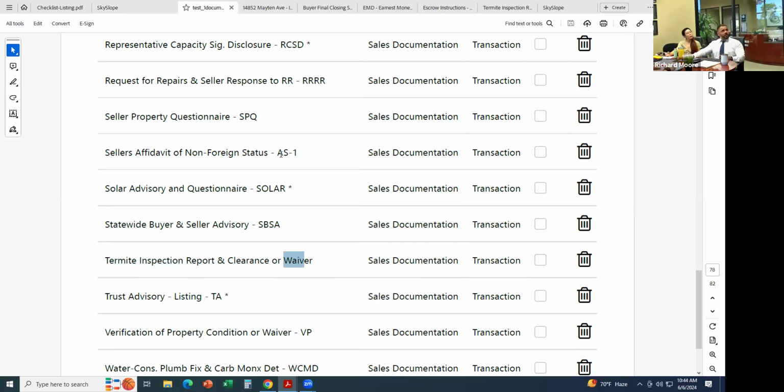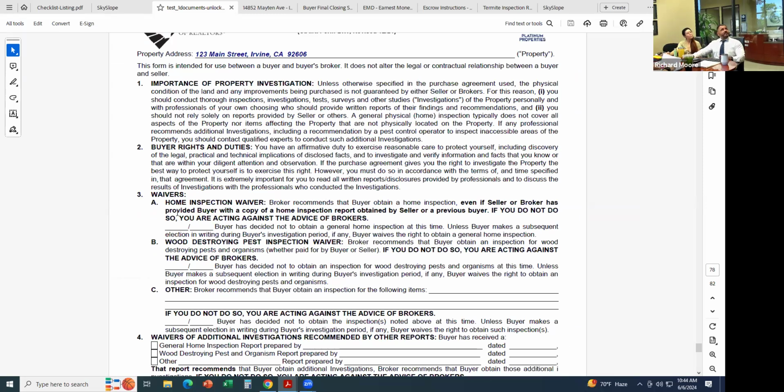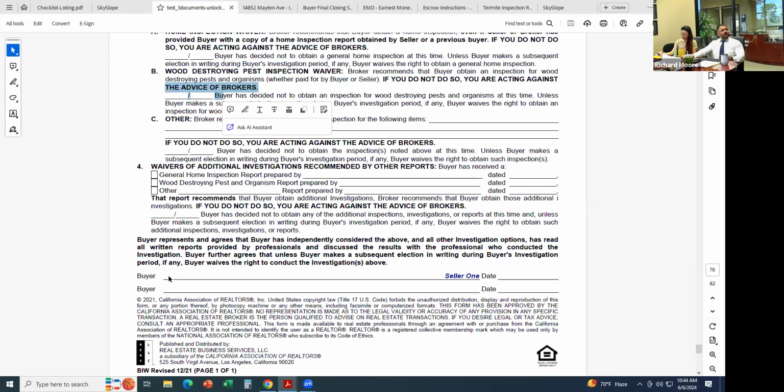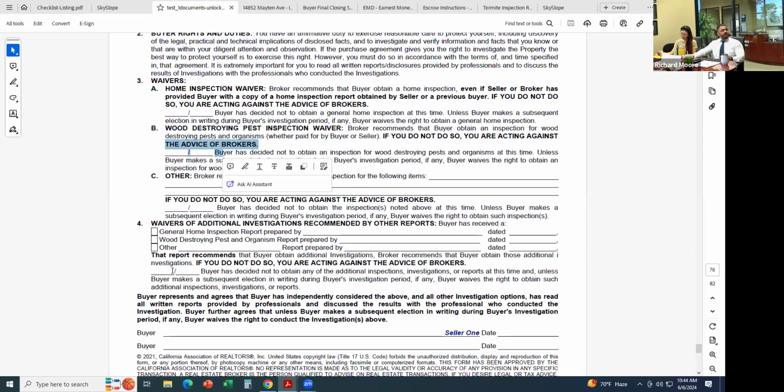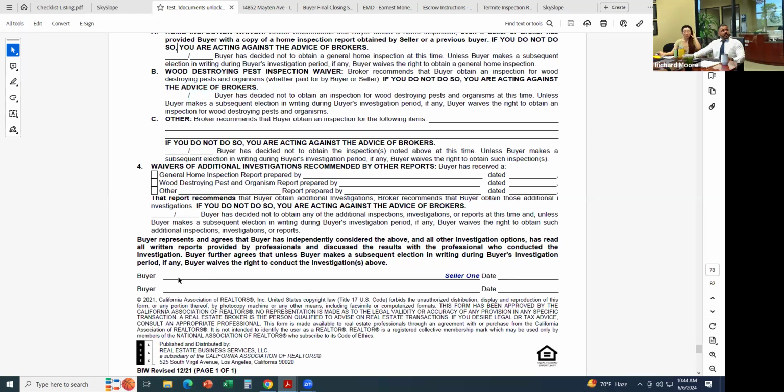Remember that buyer inspection waiver we talked about? It looks like this. In this case, if they're waiving the physical inspection, they're going to initial right here under this. If they're going to waive the termite inspection report, they're going to initial down here under this. They're also going to sign the bottom of this, and this only requires a buyer's signature. So you might be in a situation where they initial A or B, or A and B, if they're waiving both inspections, and then they sign.